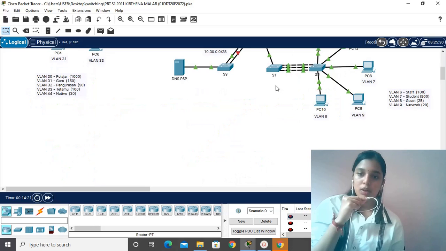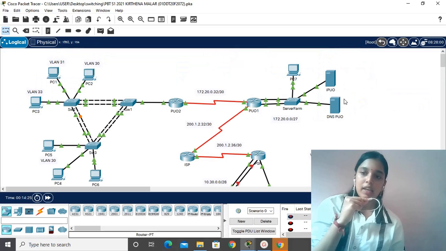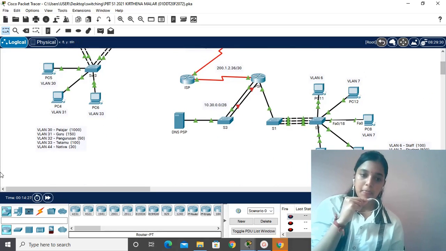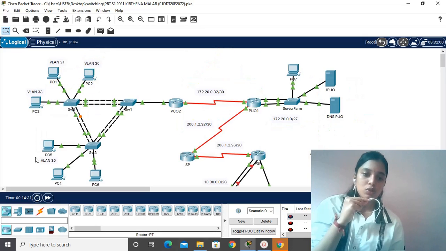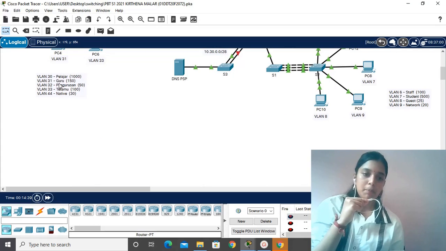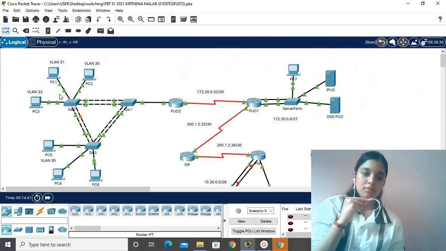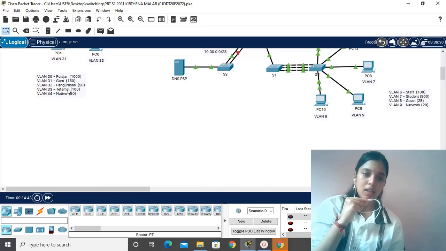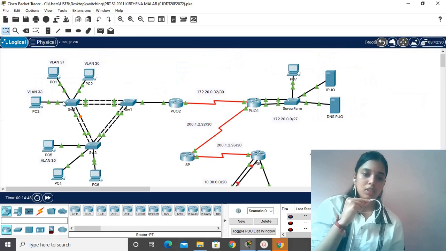Here we have switch 1 and S2, so we need to do both of the switches. On the right hand side of the table there are VLAN 30 until 44, so we should do those on the switches. There are 3 switches given, so we must do the 3 switches for VLAN 30 and the rest, with the names pelajar, guru, pengurusan, tetamu and native, written on all 3 of the switches given.